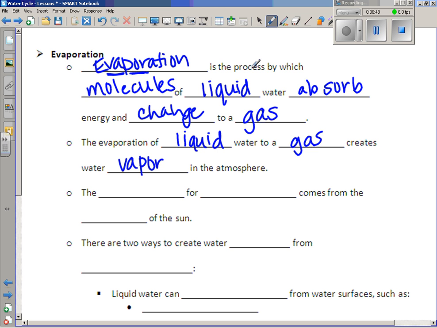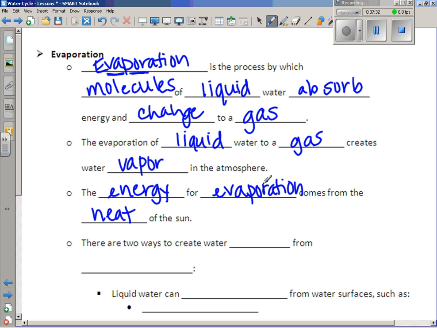Now, the energy for evaporation comes from the heat of the sun, which is what we just talked about. We were talking about how the sun acts like the heart that pumps that energy through the water cycle between the hydrosphere and the atmosphere. And it's what causes liquid water to change to a gaseous form.